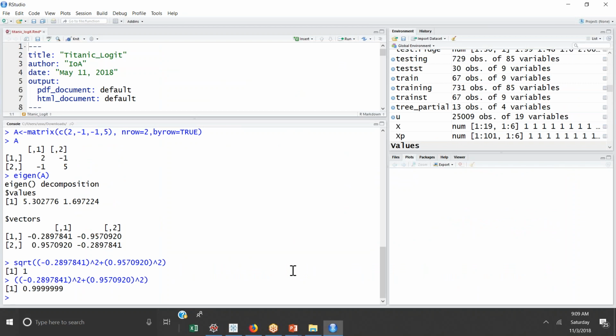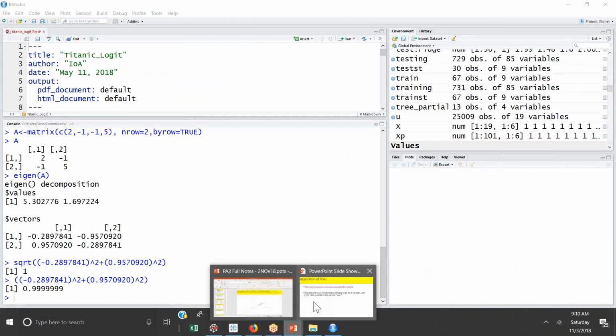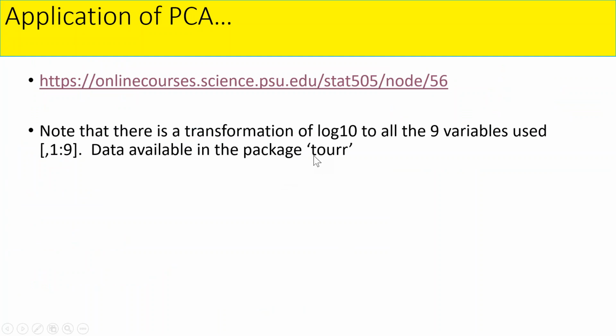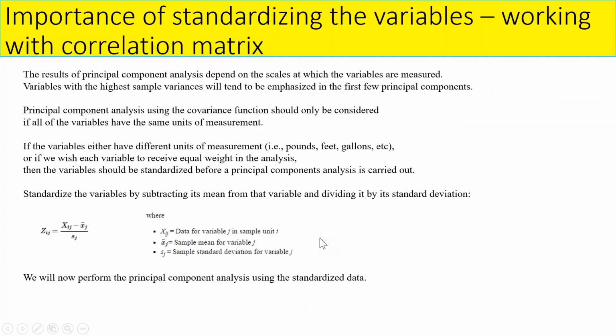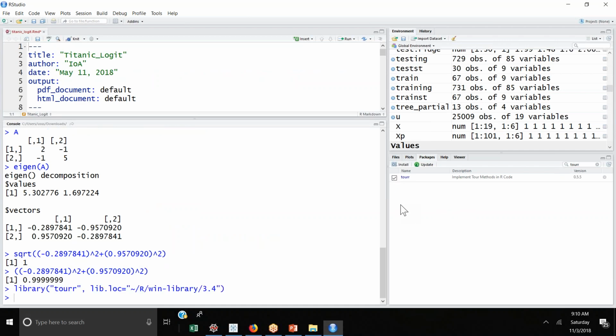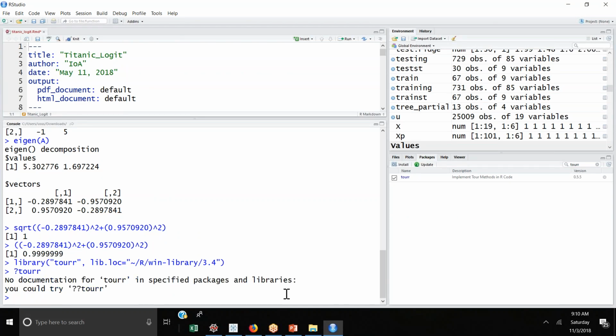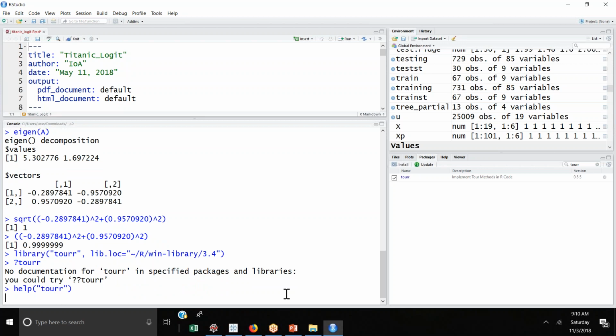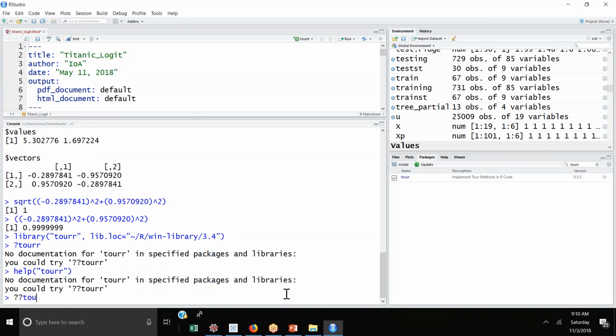Okay. So I want to go to the data set called... one second. I have to look into where the data set is. The TOURR package has the data set. Let's go to the package tourr first. Can you please install it on your system? So question mark tourr, and then double question mark tourr.